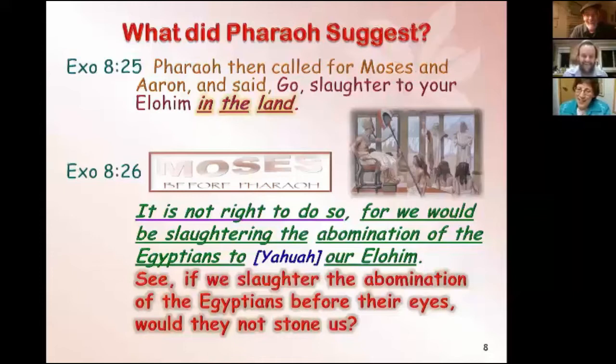And that's what it says in Exodus 8, verse 26. Moses is answering the Pharaoh, and he's telling him right out, it is not right for us to do so. That would be to sacrifice in the land of Egypt, for we would be slaughtering the abomination of the Egyptians to Yahuwah our Elohim. If we slaughter the abomination of the Egyptians before their eyes, are they not going to stone us? So those were the consequences. Moses knew there were consequences for disobeying Yahuwah, and he knew if they stayed in the land there were consequences with the Egyptians. So there was no other choice but to be obedient.